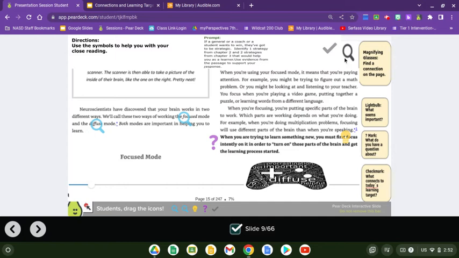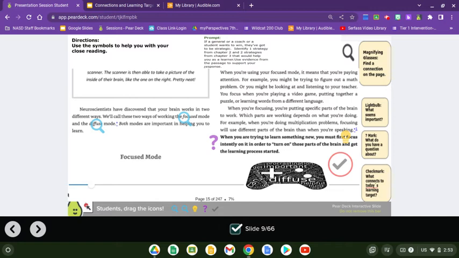Focus mode. When you're in focus mode, it means you're paying attention. For example, you might be trying to figure out a math problem, or you might be looking at and listening to your teacher. You focus when you're playing a video game, putting together a puzzle, or learning words from a different language. When you're focusing, you're putting specific parts of your brain to work. Which parts are working depends on what you're doing. For example, when you're doing multiplication problems, focusing will use different parts of the brain than when you're speaking.